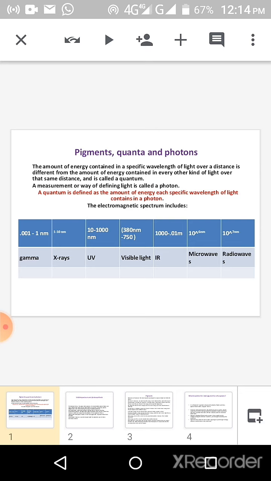The electromagnetic spectrum, as we know, includes gamma, UV, X-rays, infrared, microwave and radio waves, and each of these, depending upon their wavelength, has a specific amount of energy. As the wavelength increases, the amount of energy carried by it decreases. That means it is inversely proportional.